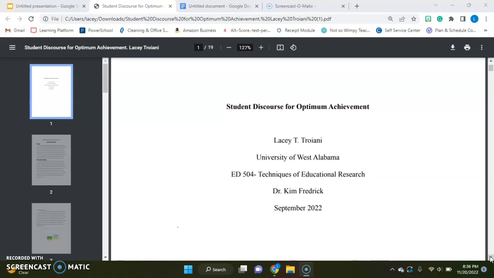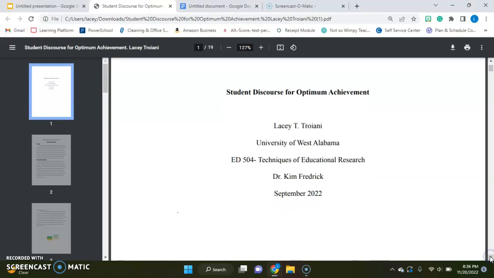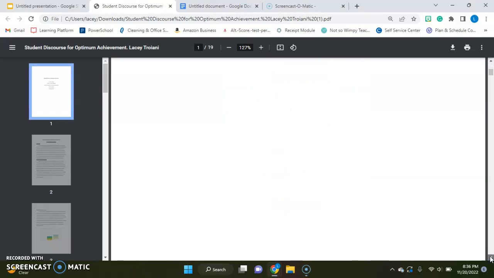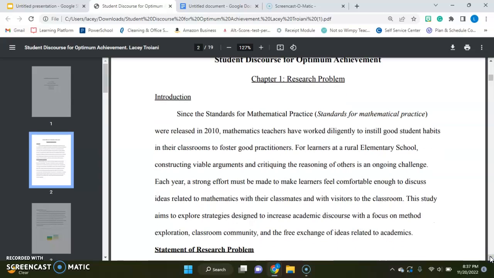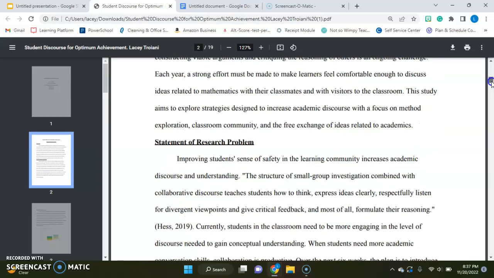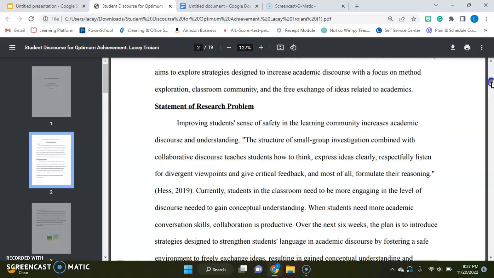So I decided to build a discourse classroom, and so far my results have been very good, but I'm going to show you where we initially started. So all of this is based on the standards for mathematical practice. I keep them posted in my classroom, and my students know about them as well.